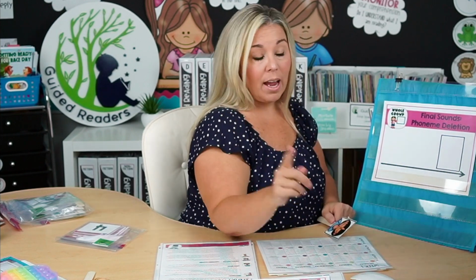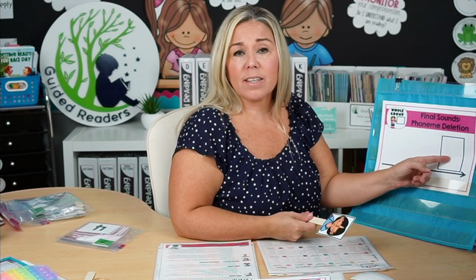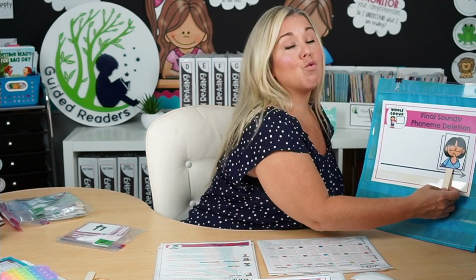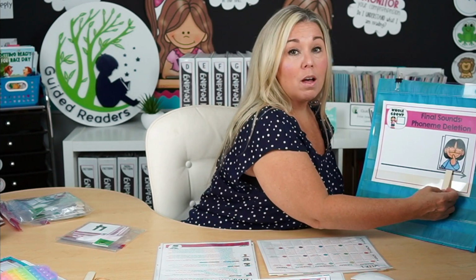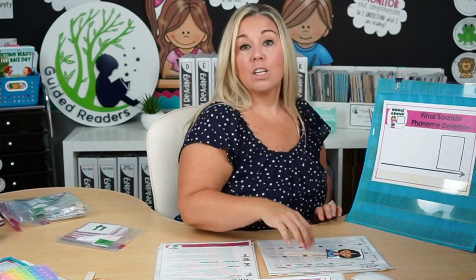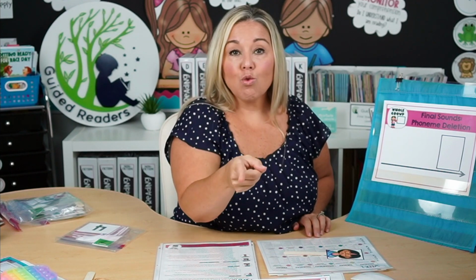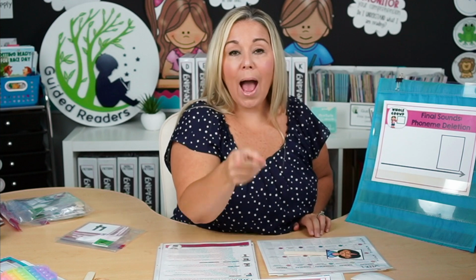Wrap. You say it. Wrap. What is the last sound or the final sound you hear in wrap? We hear p, p, p. Good. Now I want you to say wrap without the p. Say wrap without p. So you go like this, put your finger out and go ra, ra, ra.